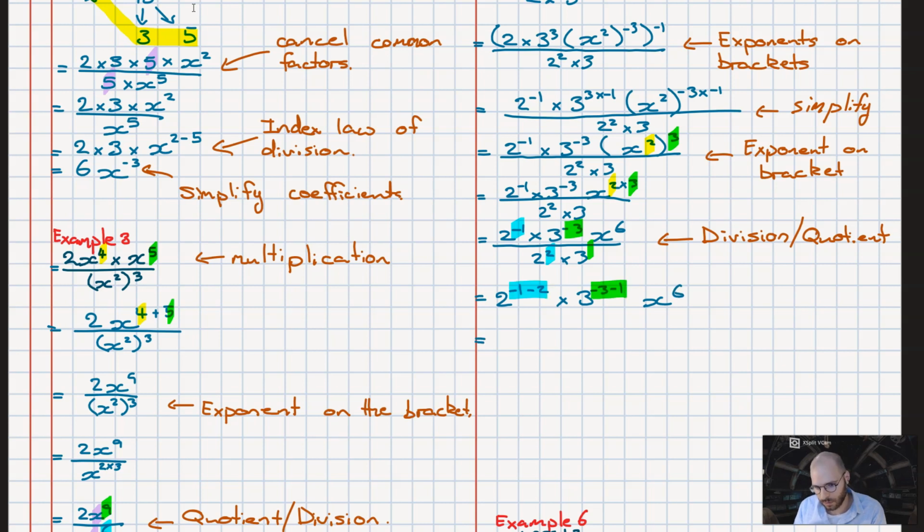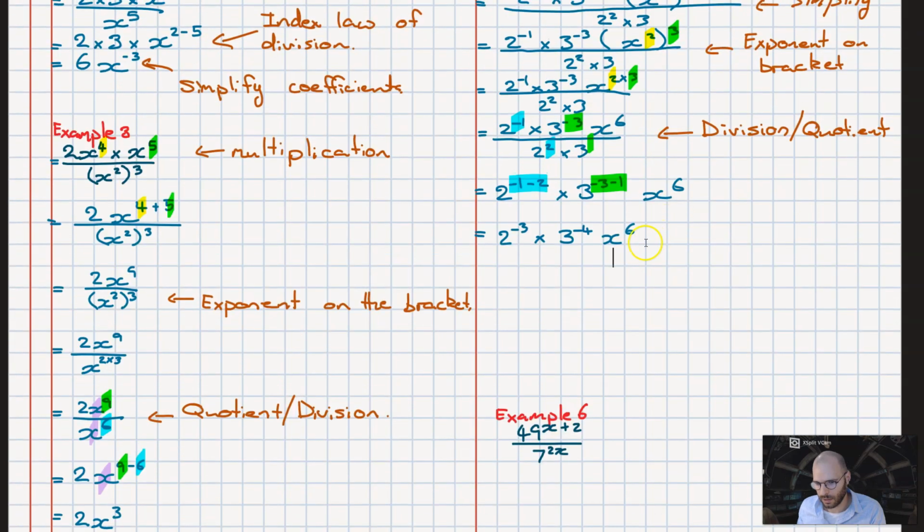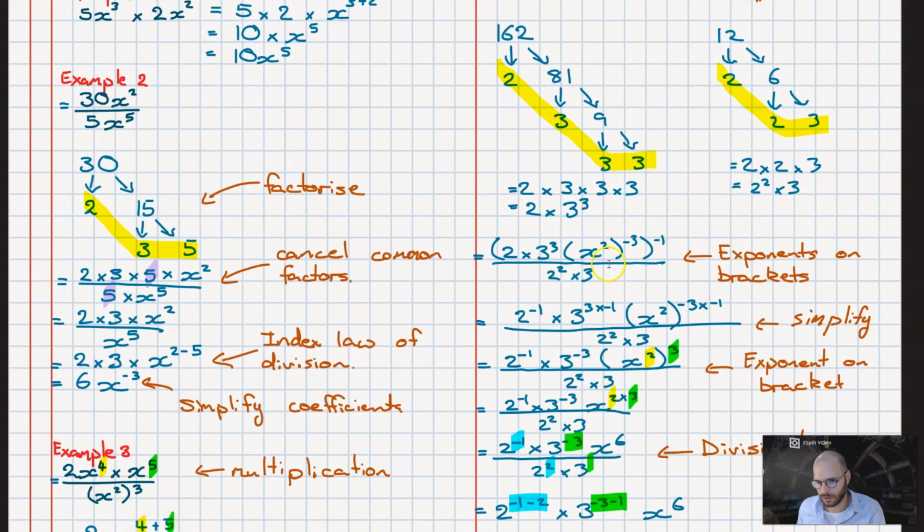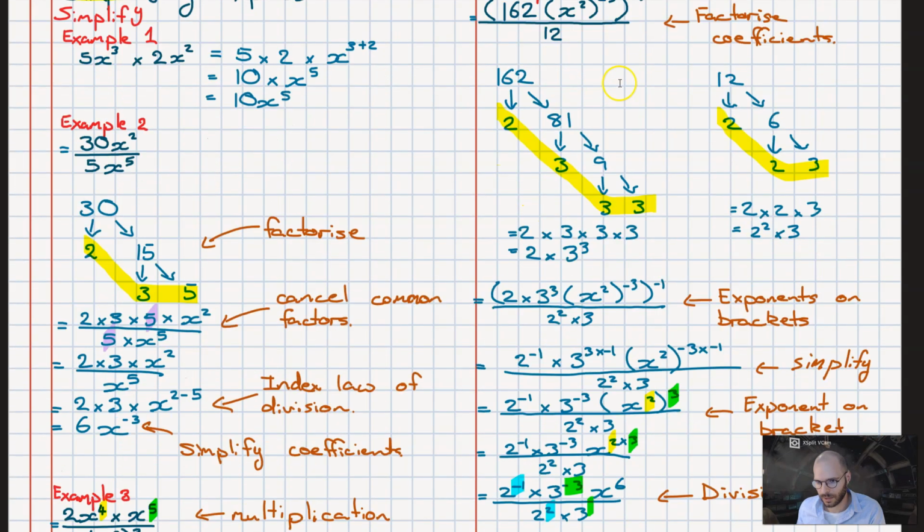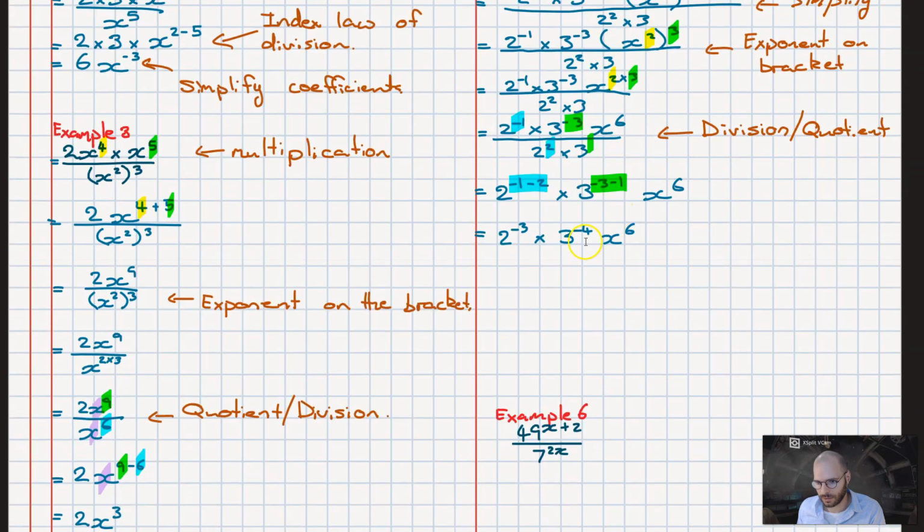Simplifying this out, we get 2 to the negative 3 multiplied by 3 to the negative 4, and then that will become x to the minus 6. So what we'd have here is the simplified expression that was derived from the expression up here. So still quite complicated, but a little bit better than what we started with. This is probably one of the harder questions you could potentially be asked.